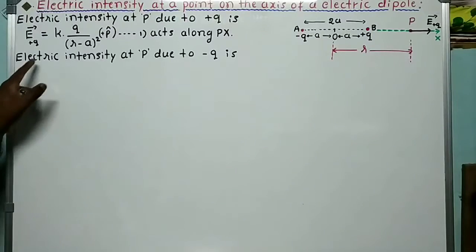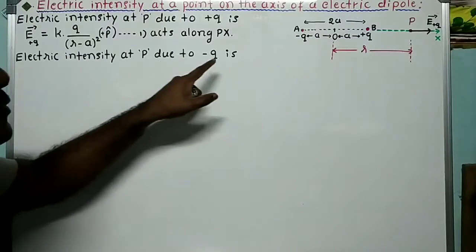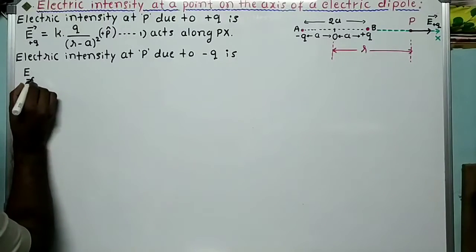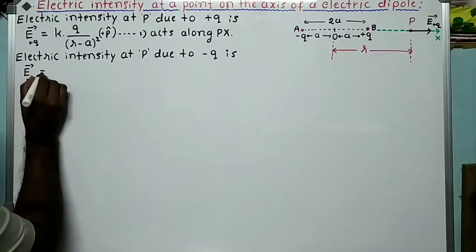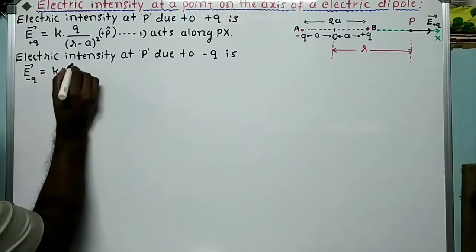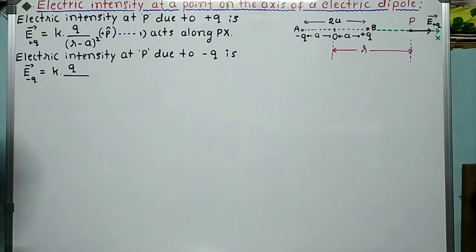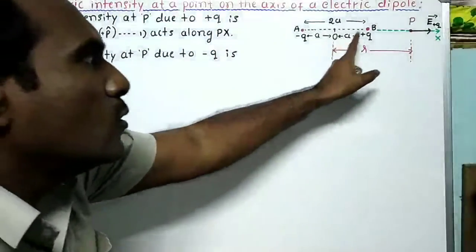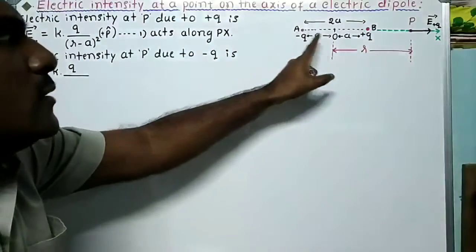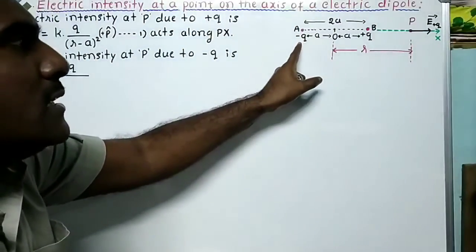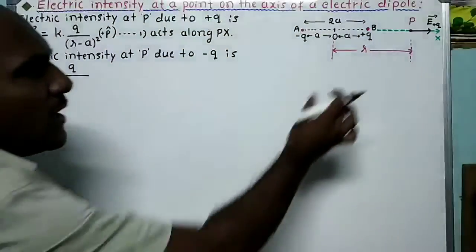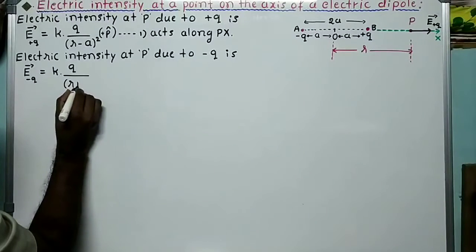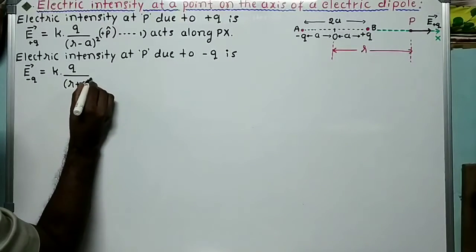Okay. Now, electric intensity at a point P due to negative charge is what? E minus Q vector is equal to same K into Q divided by. What is the distance of point P from the negative charge? Here O to P is R. From O to A, that is A. ಹಂಗಾರೆ ಮೈನಸ್ ಕ್ಯೂ ಇಂದ ಪಾಯಿಂಟ್ ಪಿ ಗೆ ಎಷ್ಟು ಡಿಸ್ಟೆನ್ಸ್ ಐತೆ? ಆರ್ ಪ್ಲಸ್ ಎ ಆಯ್ತು. ಹಾಗಾದ್ರೆ ಹಿಯರ್ ಆರ್ ಪ್ಲಸ್ ಎ ಹೋಲ್ ಸ್ಕ್ವೇರ್.